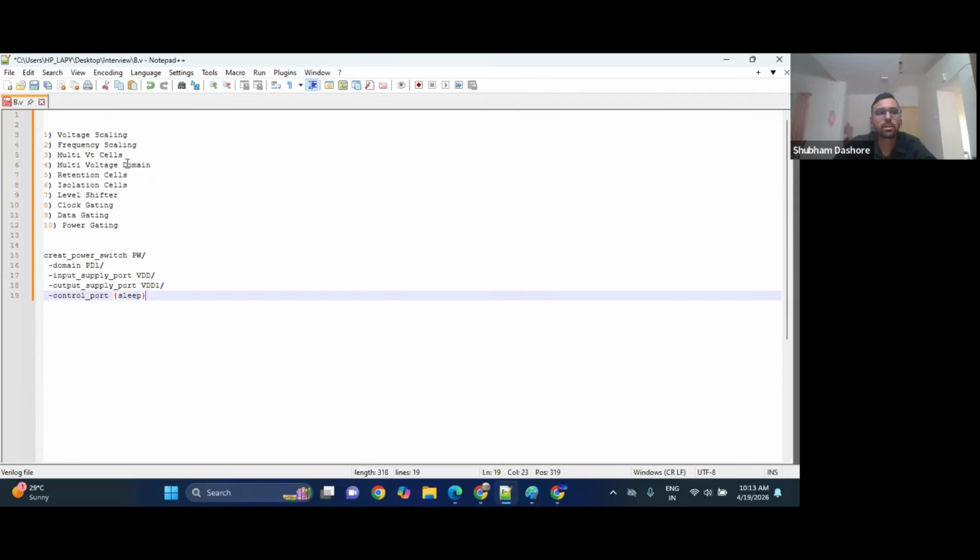So I think this third one, multi-VT cell. By using the multi-VT cell, this is one of the techniques. What I think is that area will, actually, just a minute.